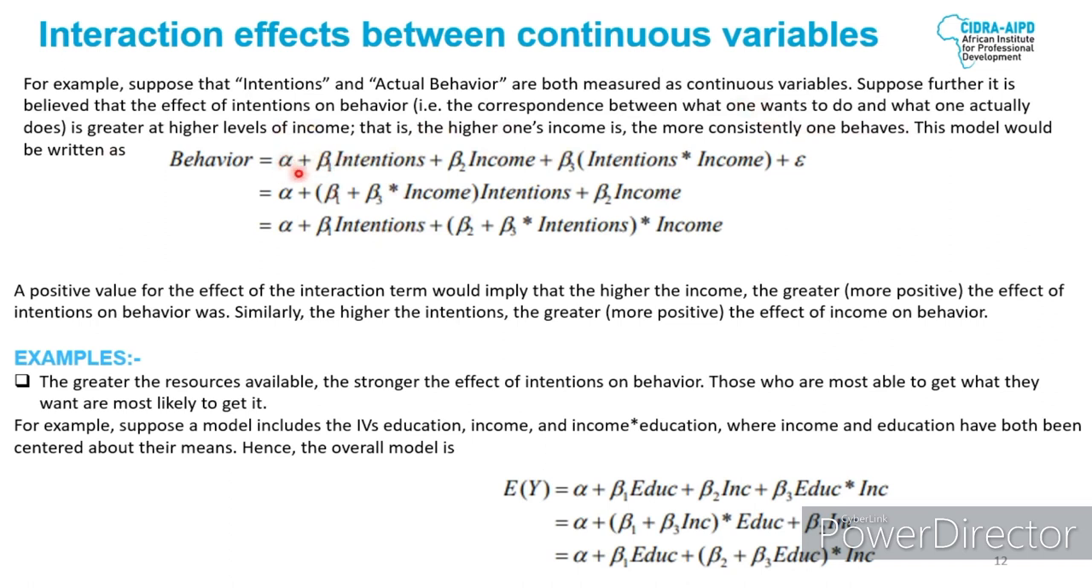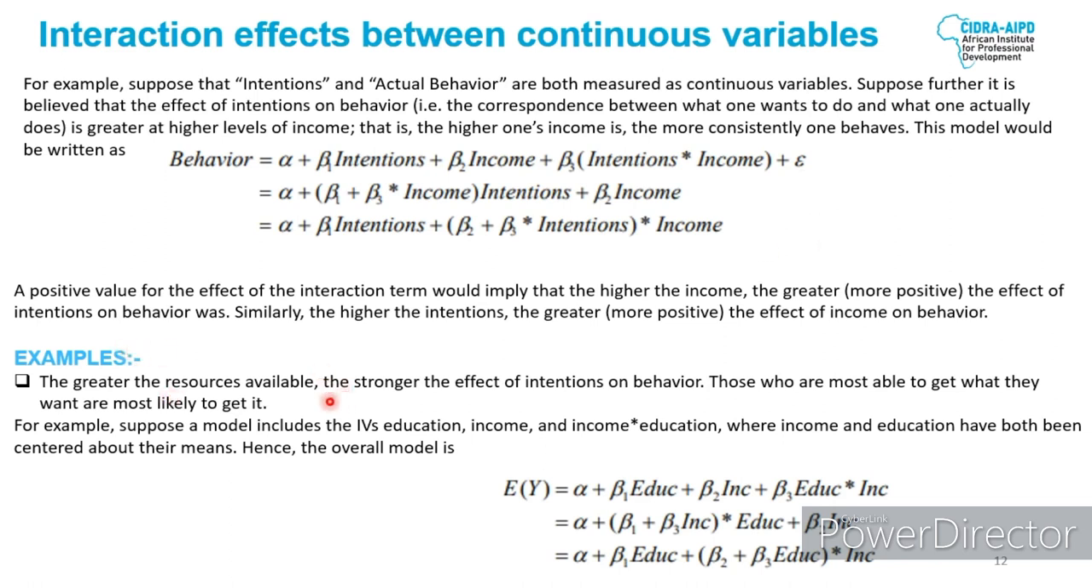We can see the constant term and all the independent variables, B1, B2, B3, with the intentions and income model. A positive value for the effect of the interaction term would imply that the higher the income, the greater, that is more positive, the effect of intentions on behavior was. Similarly, the higher the intentions, the greater or more positive the effect of income on behavior. So as income increases, the effect of intentions on behavior also increases. And as intentions increase, the effect of income on behavior also increases.